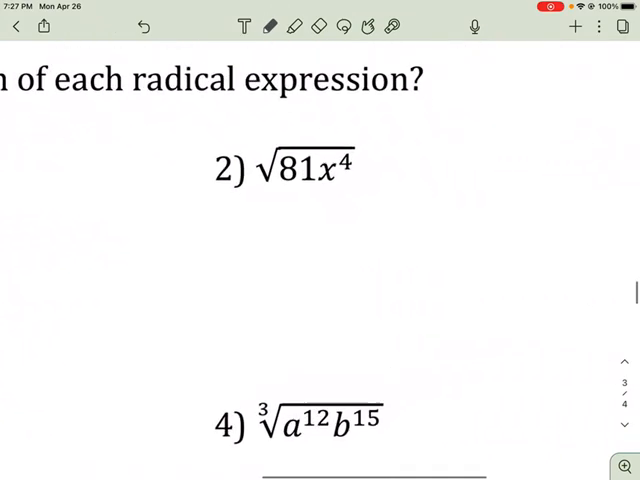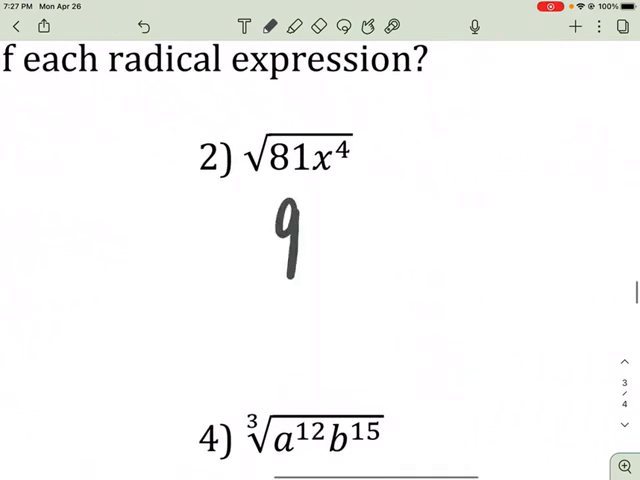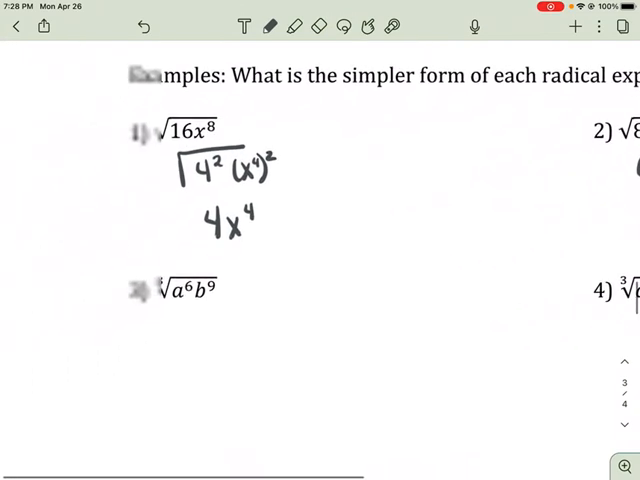All right, let's try the square root of 81. Well, we know that's 9. Okay, so this is x to the 4th. Well, what times itself gives you x to the 4th? Oh, that's x squared. How do I know? We add exponents, right? So we want to add the exact same thing. Okay, let's try this one.